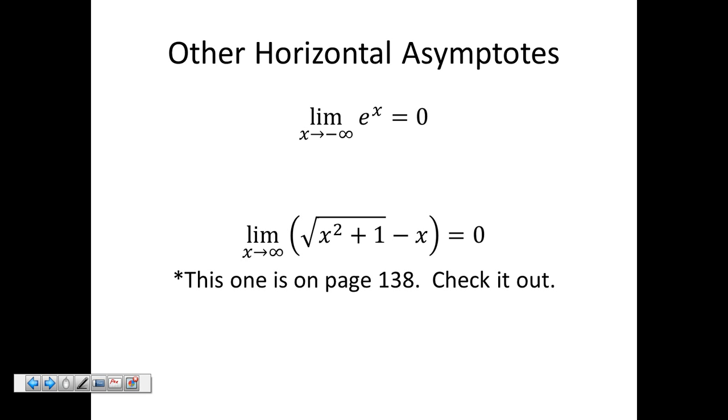Now here's a funky one. I love ones like this. The limit as x approaches infinity of the square root of x squared plus 1 minus x is equal to 0. How in the world does that happen? Because it seems like I'm not doing much. I'm taking the square root of x squared plus 1. How is that going to 0?